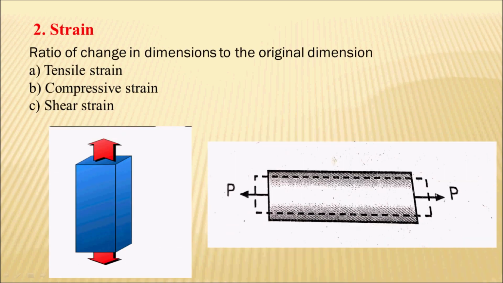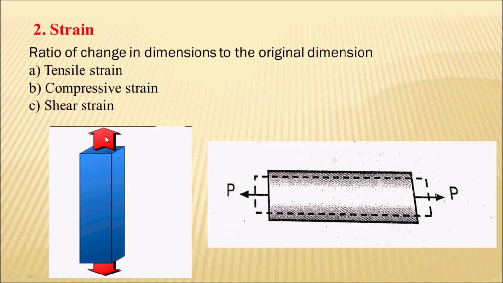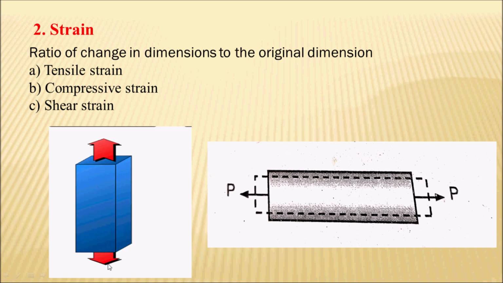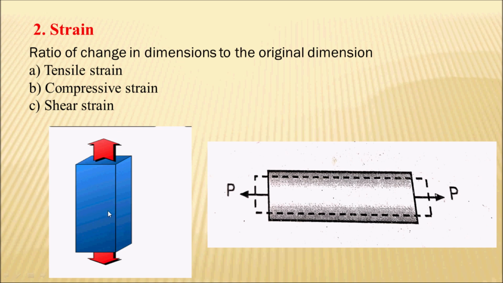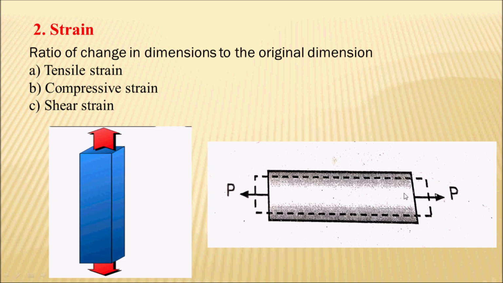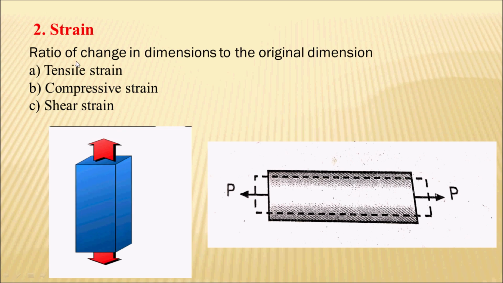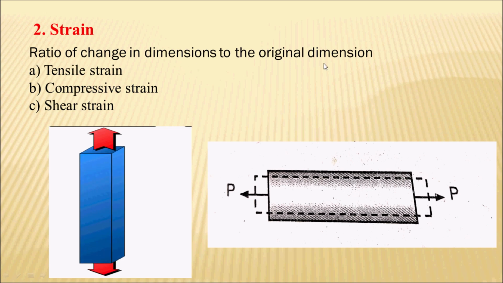Now let's see what is meant by strain. You can see that a body is subjected to some external forces. Due to these external forces applied on this body, there is deformation of this body. That means there are changes in the dimensions of this body. So the ratio of change in dimension to original dimension is called strain. It is denoted by the letter e.